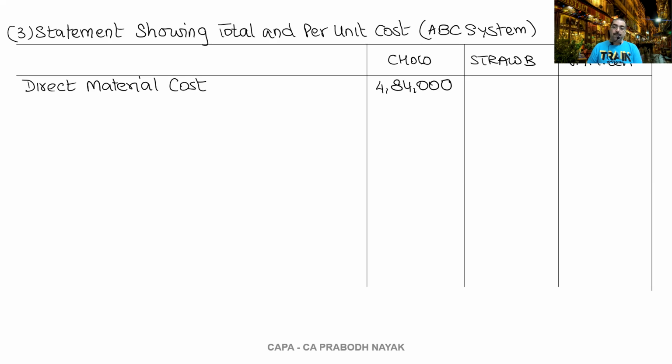Second one, ₹6 per unit into 24,200. 6 into 24,200, that is 1,45,200. Third one, ₹5 per unit into 72,600. That is 3,63,000.